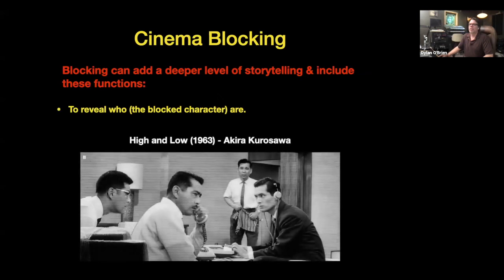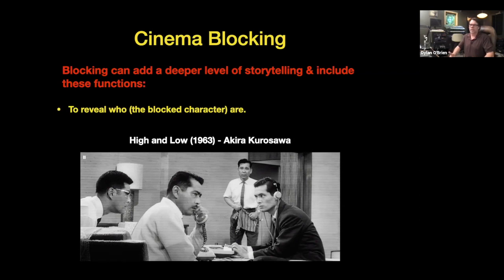So we kind of talked about this. Blocking can add a deeper level of storytelling, including these functions to reveal, which we talked about. Kurosawa, who is one of the amazing directors of our time, has made some brilliant movies. In this one, High and Low, he really demonstrates the art of blocking.